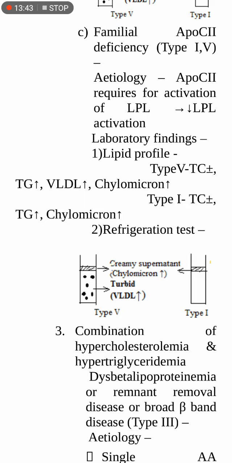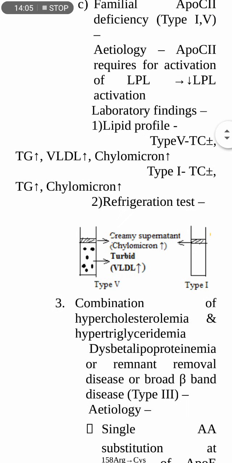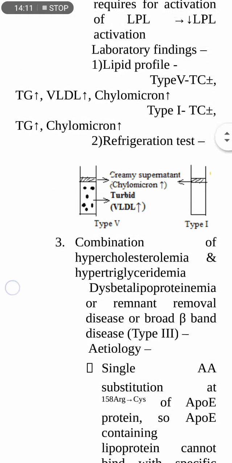If the lipid profile finding is TG increase, VLDL increase and chylomicron increase, you get the turbid serum, and on the top of the turbid serum creamy supernatant due to the increased chylomicron. Or if you get the lipid profile TG increase and chylomicron increase, you get the clear serum, and on the top of the clear serum you get the creamy supernatant due to the increased chylomicron.